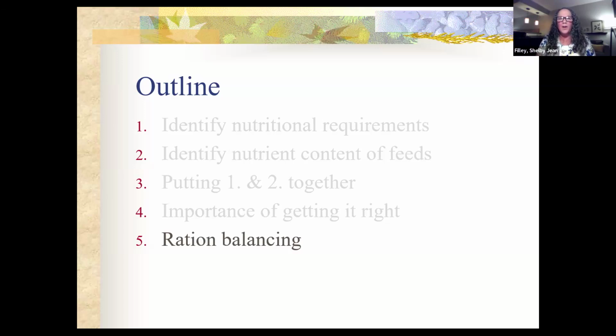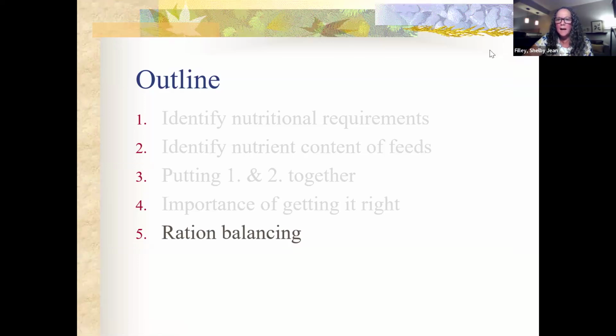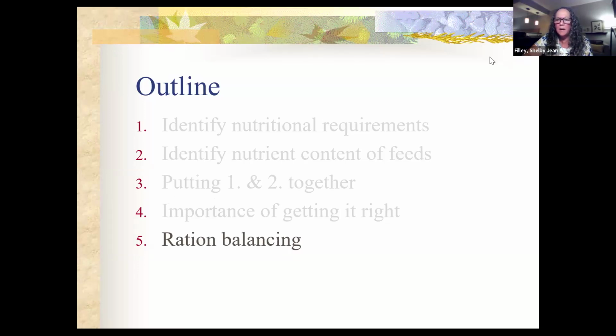All right. Are you all ready for some ration balancing? Yes? No. All right. This is a little bit tougher, but it's not actually too hard because we have a lot of tools that we can use. All right.